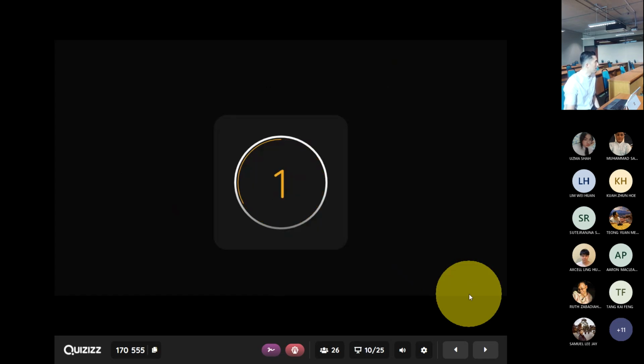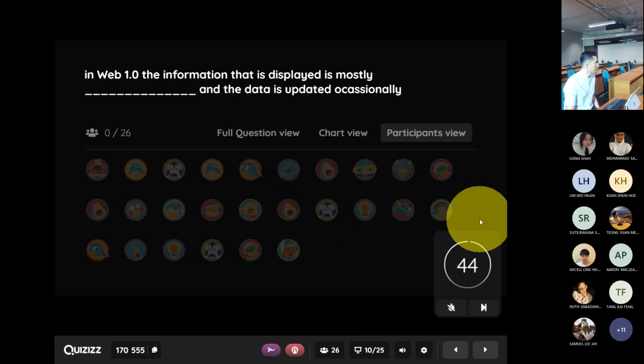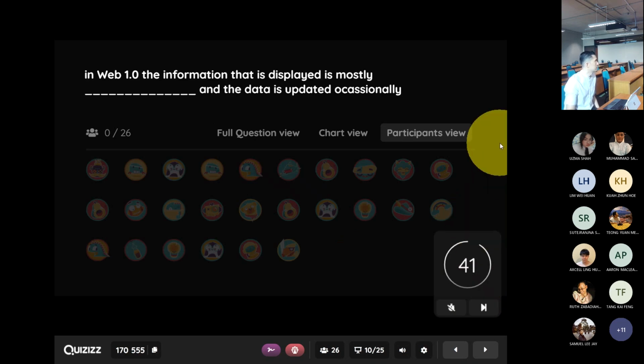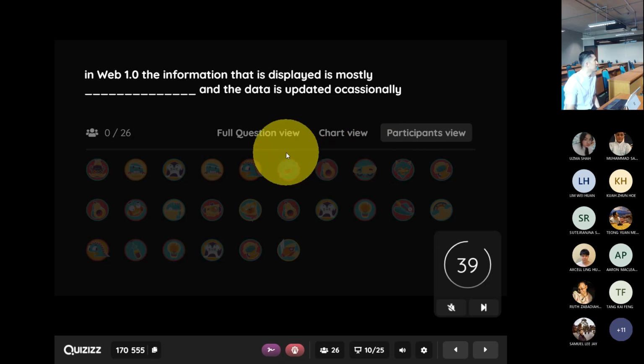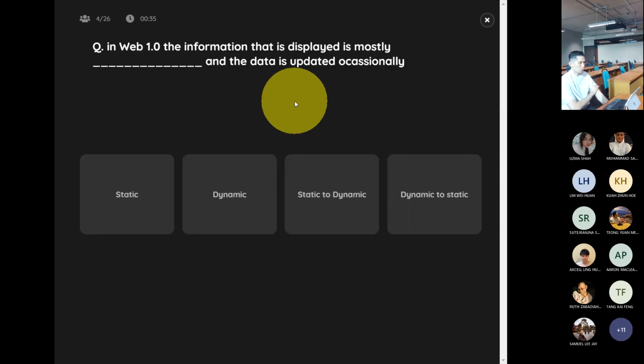Good. Next question. In Web 1.0, the information that is displayed is mostly what, and the data is updated occasionally? So in Web 1.0, the information displayed is mostly what? Static, dynamic, static to dynamic, or dynamic to static. Another keyword you should associate with the different webs and their different generations.